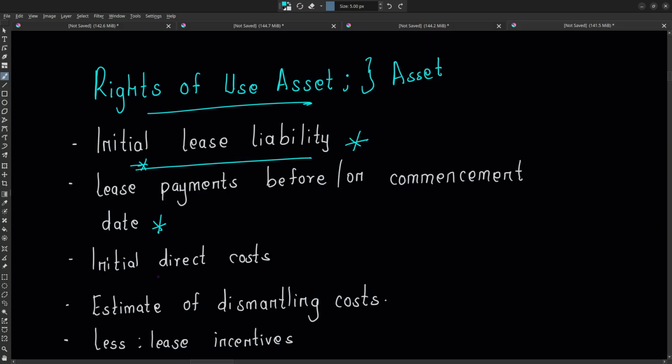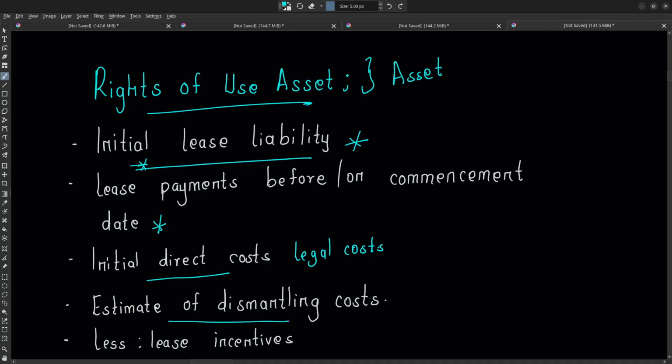Also, you include initial direct costs. If you had to seek lawyer services, then you have some legal fees directly related to getting this lease together, the signing and everything. Then you should also include those when calculating the initial cost of the right of use of that asset.